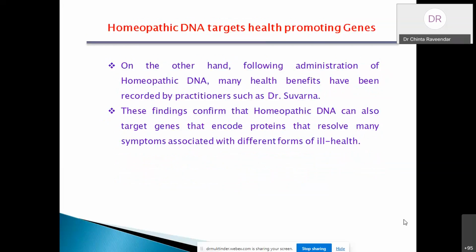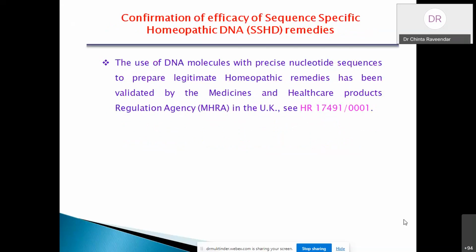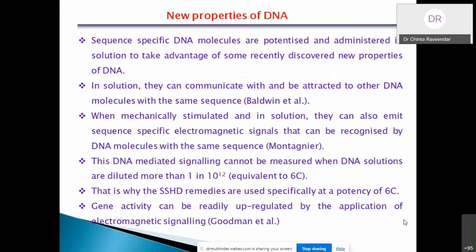On the other hand, following administration of homeopathic DNA, many health benefits have been recorded by practitioners like Dr. Suvarna. These findings confirm that homeopathic DNA can also target the genes that encode the proteins that resolve many symptoms associated with different forms of ill health. The use of DNA molecules with a precise nucleotide sequence to prepare legitimate homeopathic remedies has been validated by the Medicines and Healthcare Products Regulatory Agency. This MHRA is like the FDA of America, in Europe. Based on this work, they have also granted patents. These patents we cannot underestimate. Next.